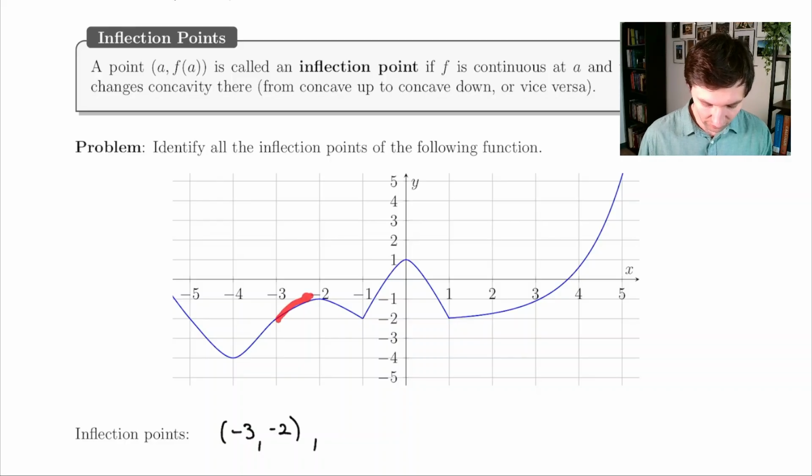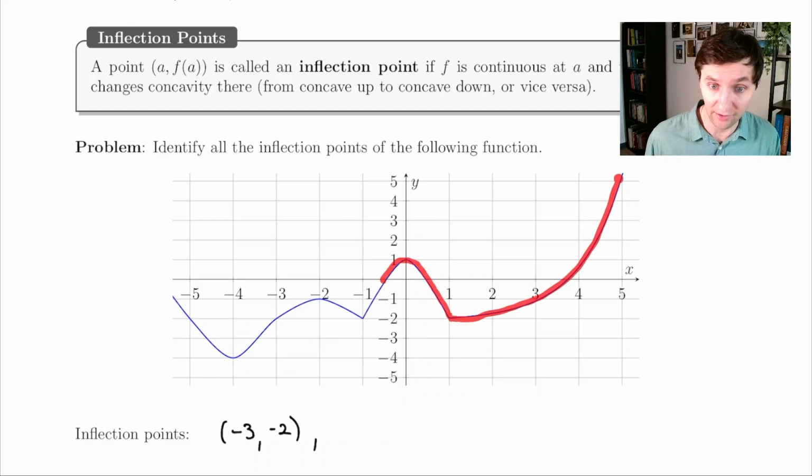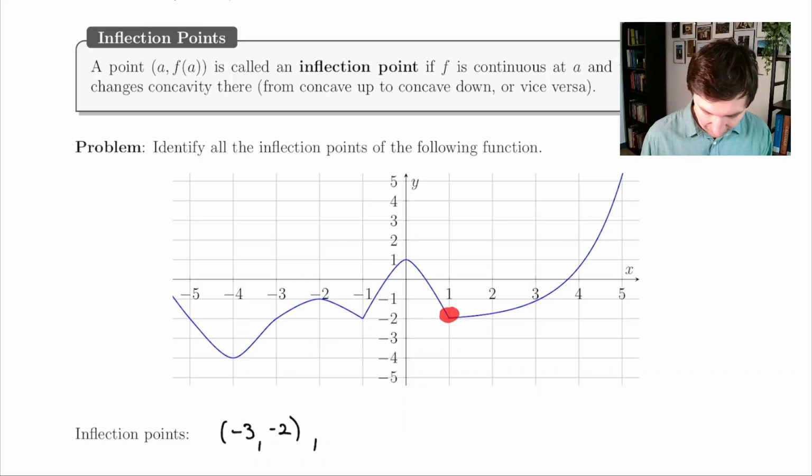Then the function is concave down, and then it again is concave down, which means there is no inflection point at -1. And the function is concave down, and then it becomes concave up again, which means there is a point right here where the function changes concavity, which means there is another inflection point. That inflection point has x coordinate equal to 1, y coordinate equal to -2.